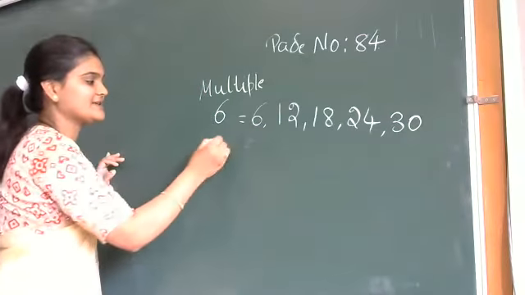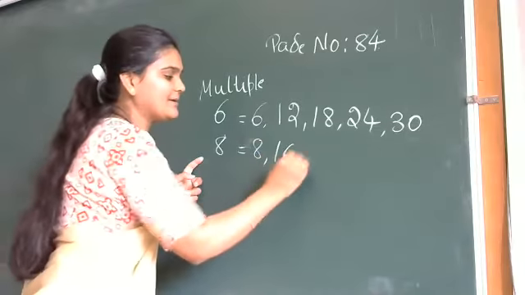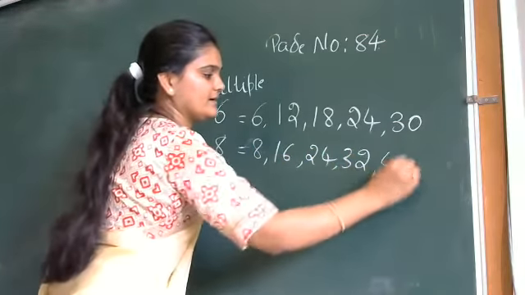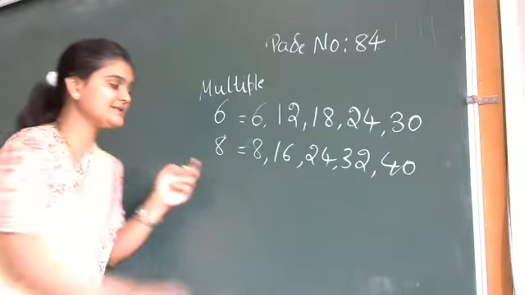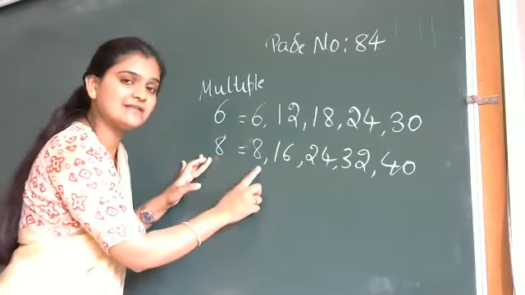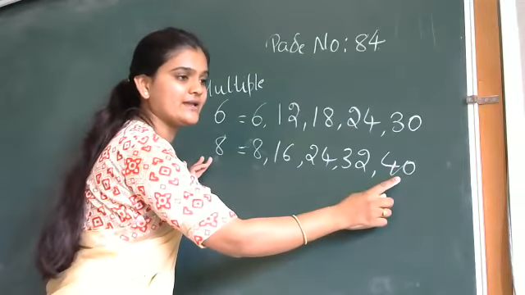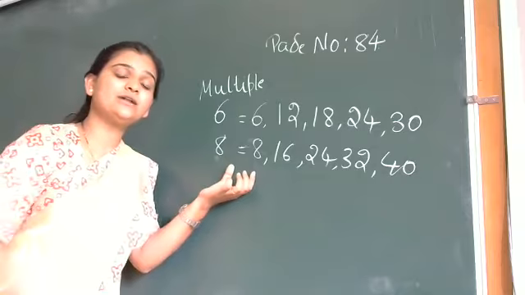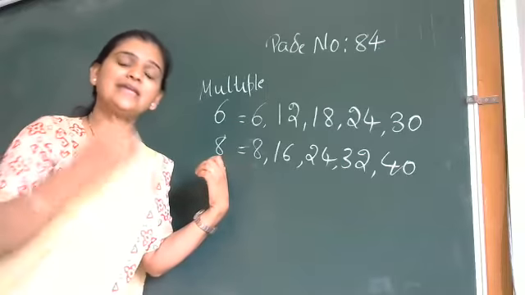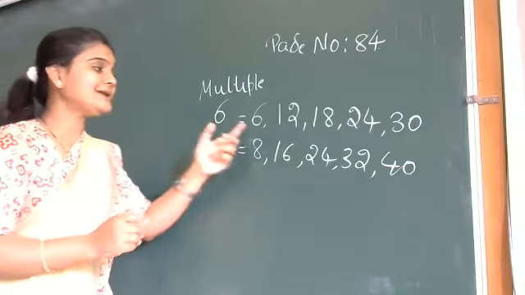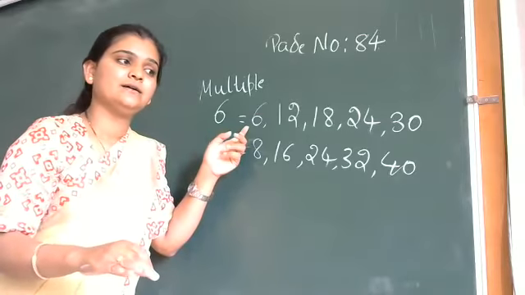If you take the next number, 8, it is the smallest multiple among all the other multiples. In case of multiples, if you take 8, you have to start from 8 itself. 8 ones are 8, 8 twos are 16, 8 threes are 24, 8 fours are 32, 8 fives are 40. Here the number itself is the smallest multiple compared to all other multiples of 8. You take any number, if you start with a multiple, the number itself will be the smallest. Do you agree?